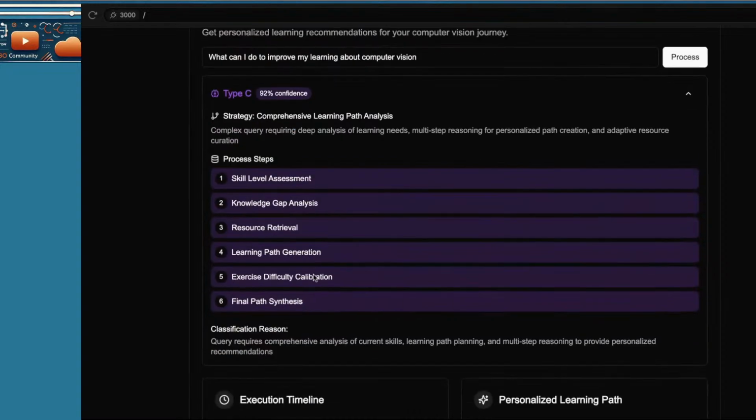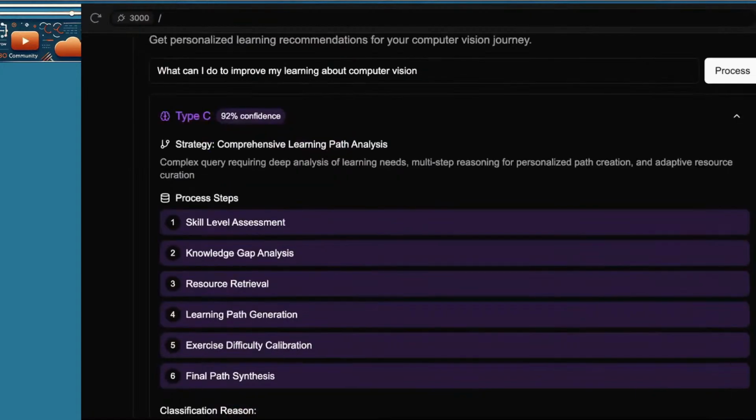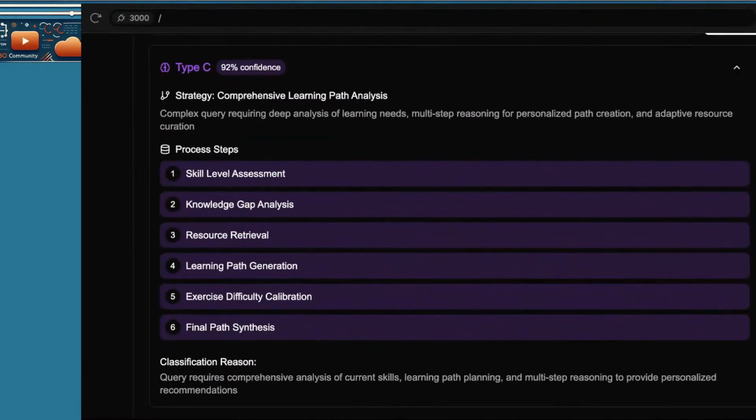Before doing that, a big part of the adaptive RAG process is strategizing about the user query, right? Can you guys see that okay? So it basically thought about, okay, given this query, what should we do? First we're going to do some sort of skill level assessment. Then a knowledge gap analysis. Then a resource retrieval. Then we're going to generate the learning path. Then we're going to set some exercises, basing the difficulty on our learning level. And then synthesize everything else.